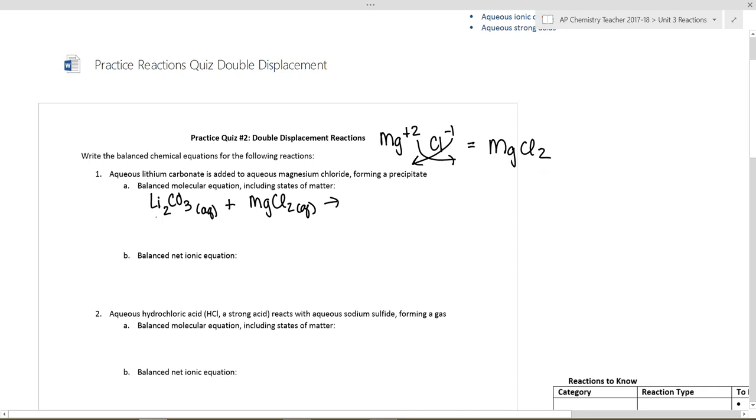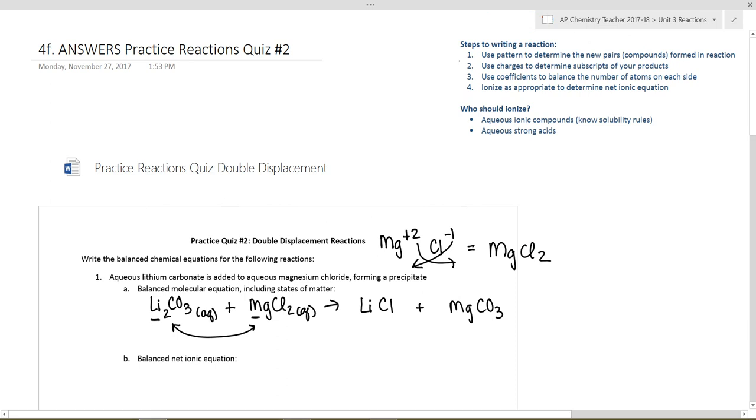So double displacement tells me that my cations are going to swap places with each other. So my lithium is going to go with my chlorine, and my magnesium goes with my carbonate. So that was my step one. I figured out who are my new pairs. And then step two is I'm going to use charges to determine subscripts. So lithium has a +1 charge, chlorine's -1. Don't need any subscripts here. So I'm going to scribble this out. Over here, magnesium's got a +2 charge, carbonate's -2. So again, I don't need any subscripts here. Alright, so I figured out subscripts.